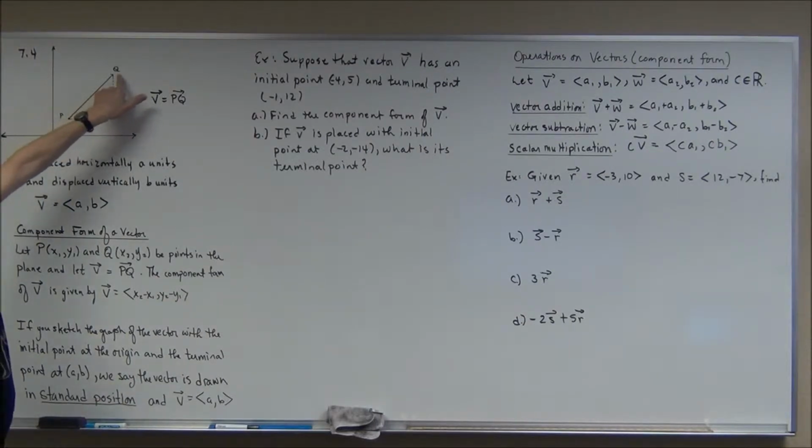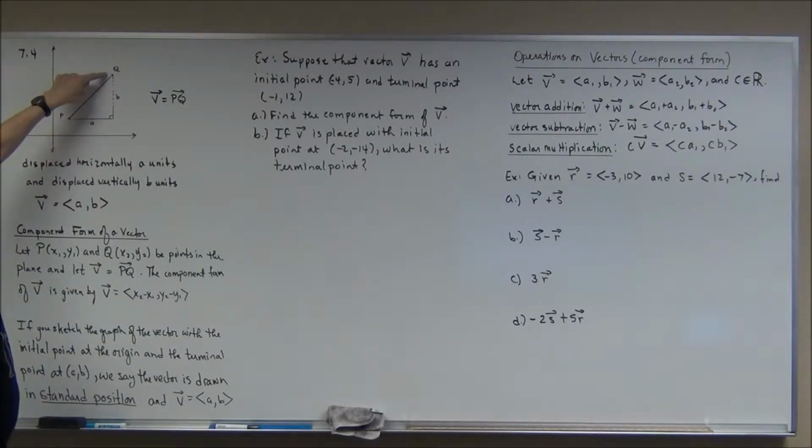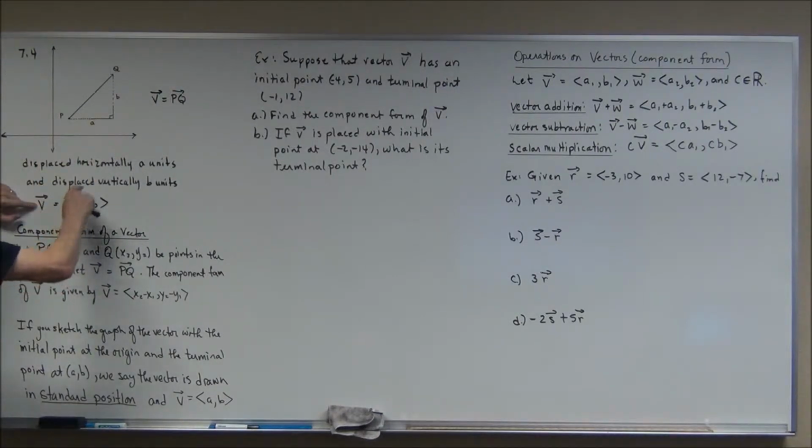I've got a vector drawn out here, vector v, which I'm going to call vector PQ. The initial point is P, the terminal point is Q, and I'm looking at how this point changes from P to Q as it's moving along this line: it's displaced a units horizontally and b units vertically. We're going to consider those displacements as part of this vector, and write vector v equals horizontal displacement, vertical displacement. We're going to call this component form. In some books they use parentheses instead of these angle brackets, but I like these because they don't look like an ordered pair you would graph as a point on the plane.